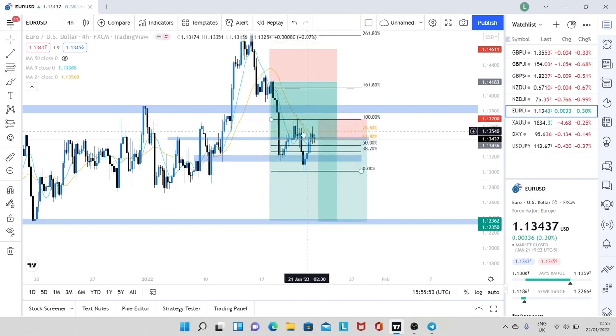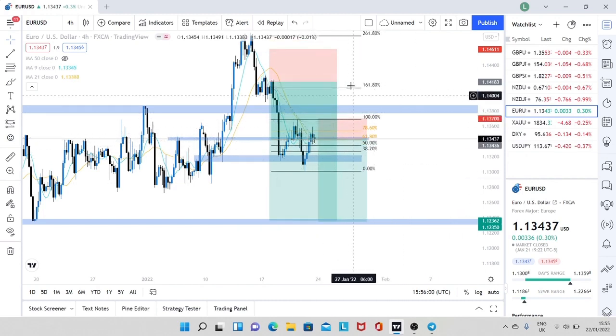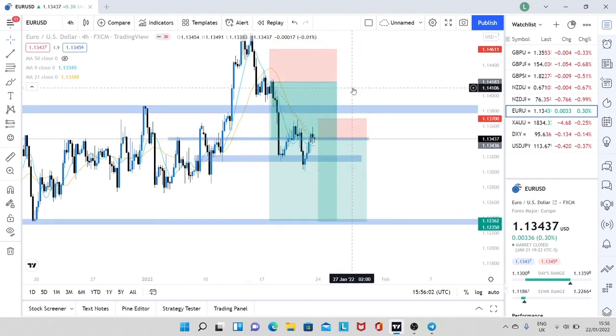So we've got a 78.6 fib rejection zone. We've got a doji just on this support, followed by another bearish doji, and we still don't have a moving average crossover. So what we're going to do, we're going to hold this trade.